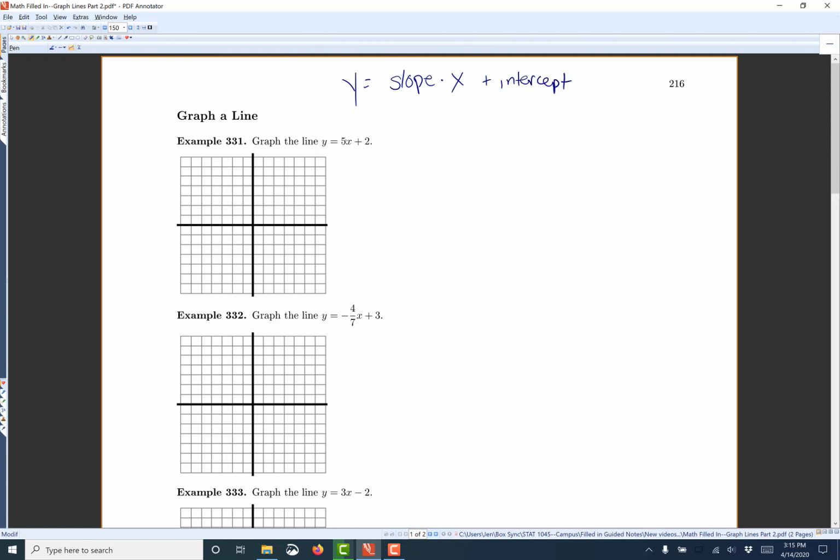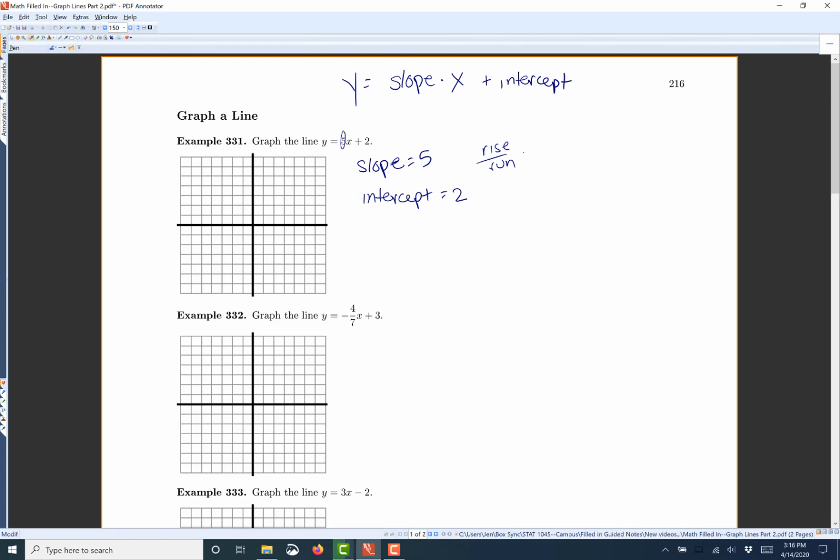So when I look at this, the number that's attached to the x, that's going to be your slope. So my slope equals 5. And then the number you add is your intercept. So my intercept equals 2. Now slope is always equal to rise over run.